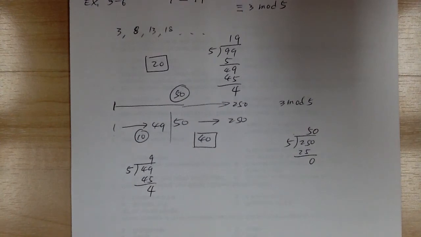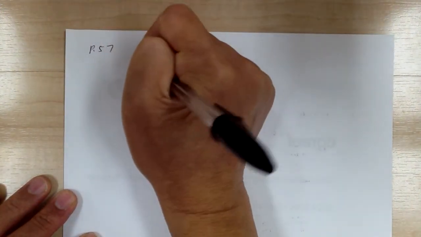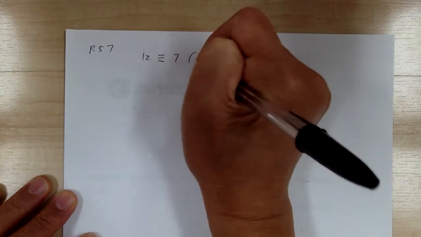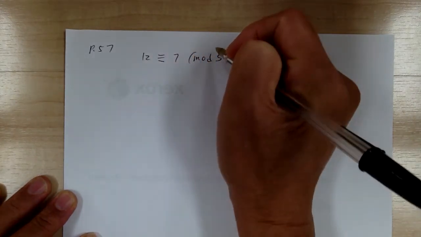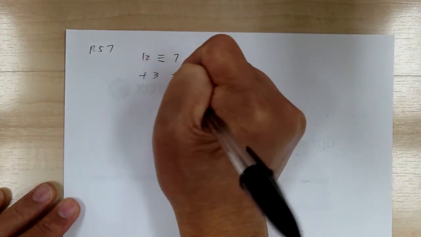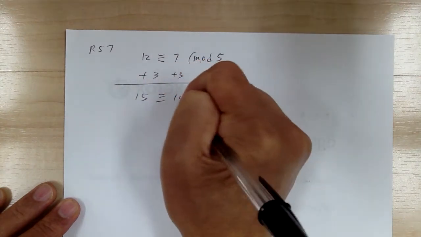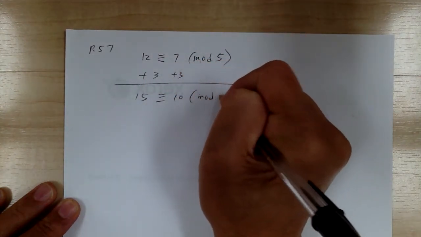Now there are some things that you can add. Okay, so there are some principles. If you go to page 57, 12 is congruent to 7 mod 5. Now you can add 3 on both sides, so you get 15 is congruent to 10 mod 5.